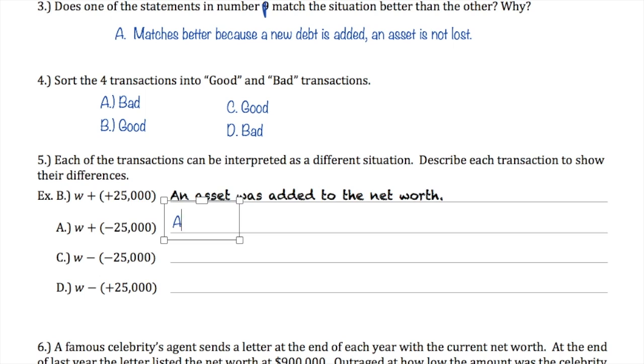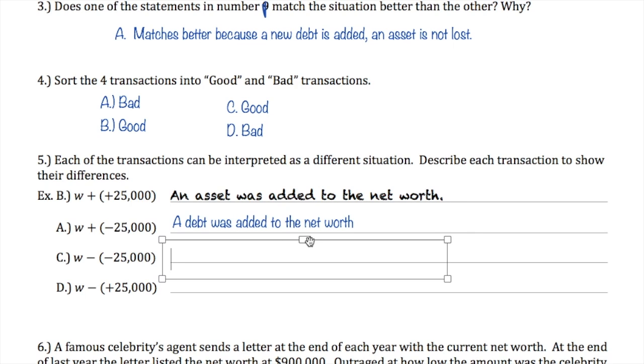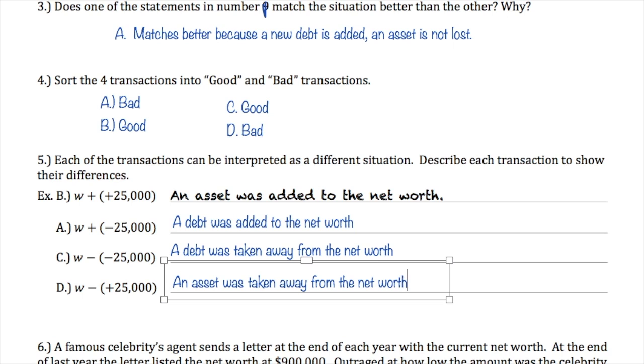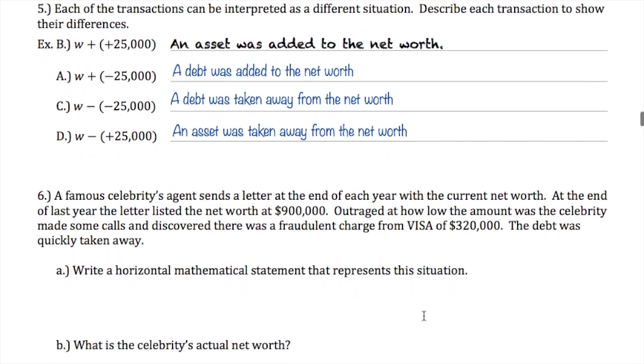So if we wanted to try to come up with a statement for each of these that kind of represents them, B, an asset was added to your net worth, makes sense. But A, it says like a debt was added to your net worth. That's going to be something bad. We can kind of identify that. In C, we're taking away something negative. So again, you think inside parentheses, it's like a -25,000. You're taking away from the net worth. And the subtraction sign outside of the parentheses, that is a situation where we're taking it away. And finally, in D, inside it's a positive 25,000, but we're taking it away.